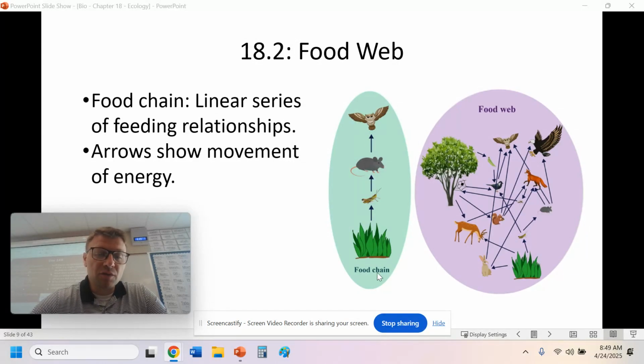The arrows show the movement of energy, and this is a big misconception that students tend to draw what eats what. So they want to draw the owl pointing down to the mouse. But in this case, we're looking at how energy is transferred through the ecosystem. So again, the mouse is going to be eaten by the owl, so the arrow points towards the owl.